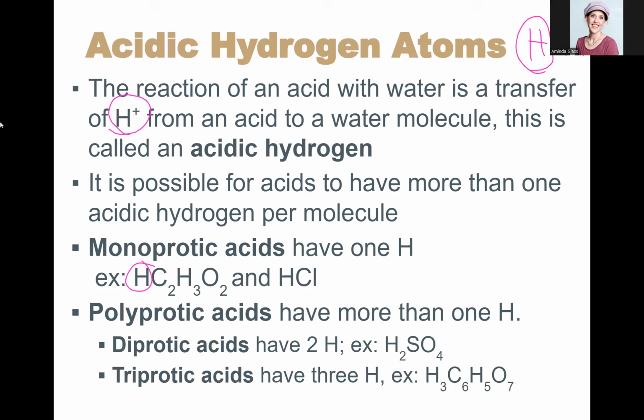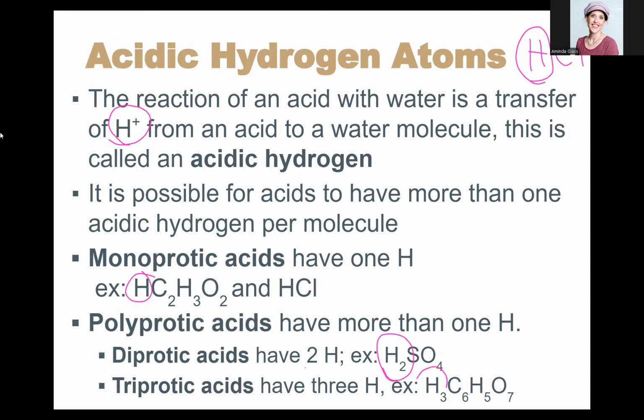So diprotic acids have two hydrogens in front, like sulfuric acid. And then you have triprotic acids as well.